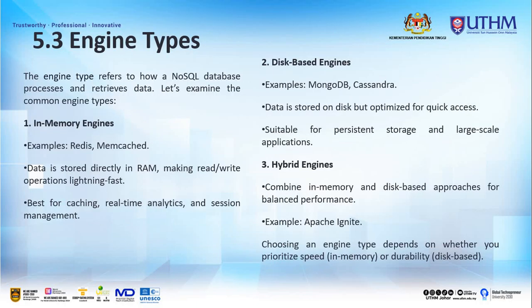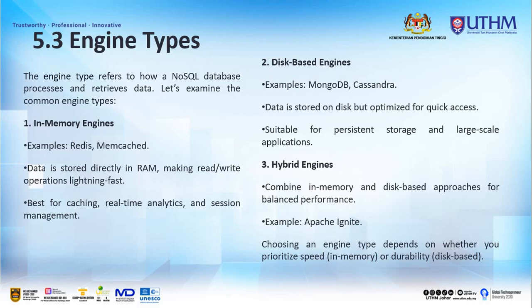Engine types. There are three types of engine types here. The first one is in-memory engine. Its examples are Redis and Memcached. If you learned about computer organization, you know what cache memory is. We have cache memory in every laptop, computer, workstation. It acts as a temporary storage to retrieve when the user requests for something, some documents. So it helps the user to retrieve the information faster. So it increases the performance.